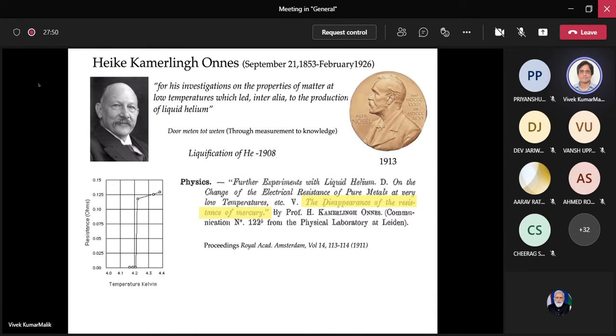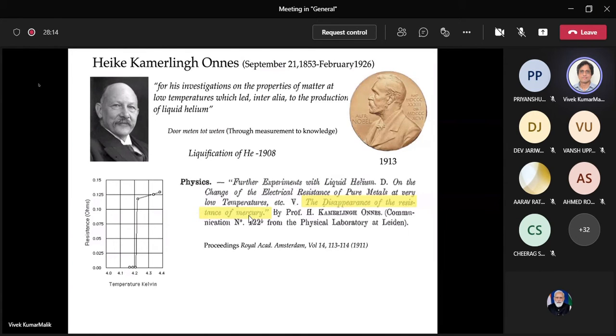He was the first one who could liquefy helium. The liquefaction or boiling temperature of liquid helium is 4.2 Kelvin. That is a completely different, kind of unrelated, but also a very interesting story which led to the discovery of liquid helium.